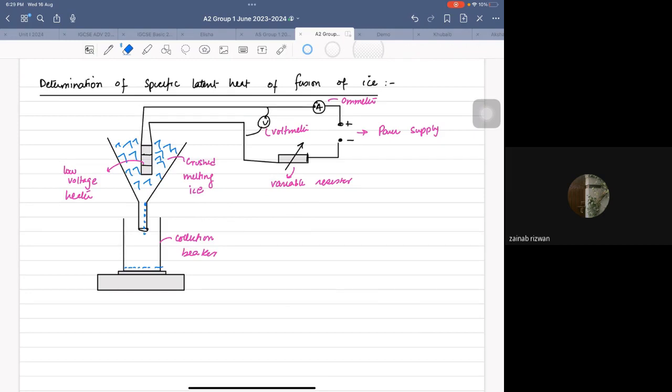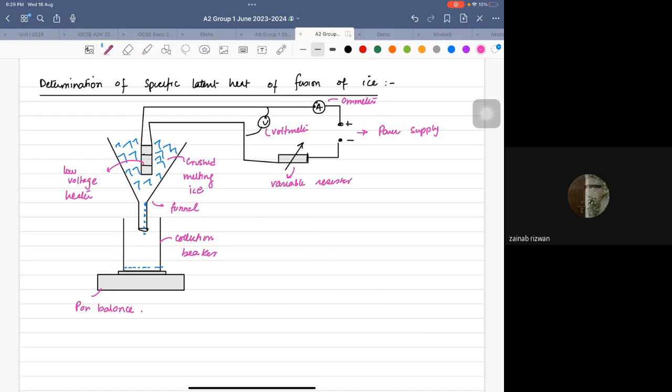And then this would be your funnel, and this is your pan balance. Pan balance to measure the mass. All right. Now this is by far the easiest one to find out.